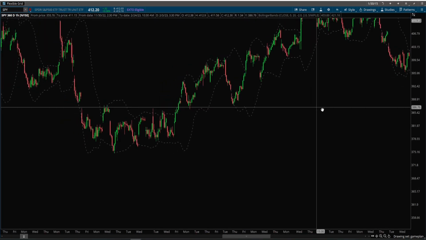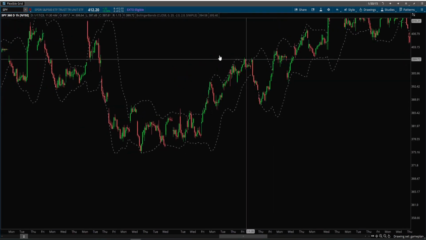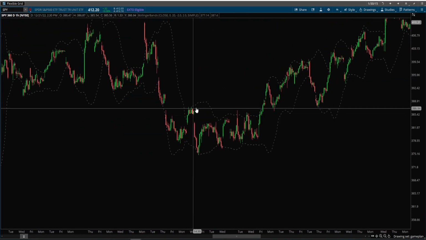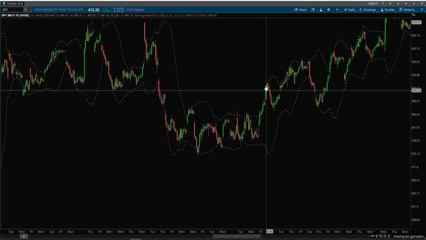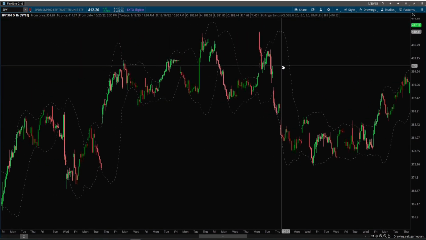As you can see how the price just pretty much moves and bounces in between these bands, right? I'm just going to kind of scan through here so you can see what I'm talking about. Just to give y'all a good idea on how Bollinger Bands work, right? As you can see, the price just bouncing and moving in between these bands.